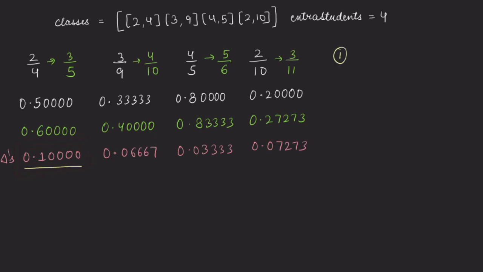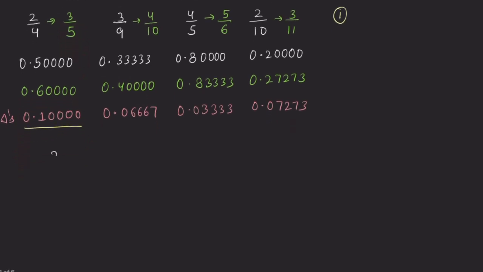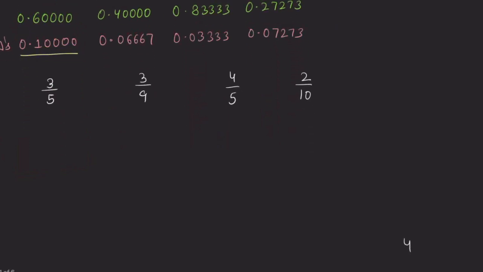Now when we have assigned one extra student to the first class, the passing students will become 3 and the total number of students will become 5. So for the next student, the values are 3 by 5, 3 by 9. Others will remain as is, because the first extra student I have assigned to this class. So it will be 3 by 9, 4 by 5, 2 by 10, right? Now what will be their values?